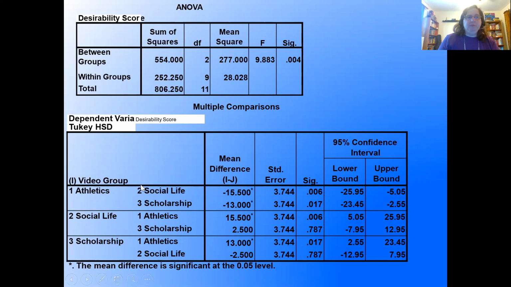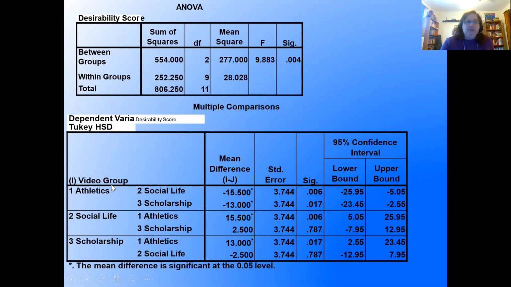First we compare athletics and social life. We come across and we see a sig value of 0.006, and we ask ourselves, is this less than our alpha of 0.05? And the answer is yes, 0.006 is. So there is a difference between athletics and social life. Wonderful. Now let's look at athletics and scholarship. Go across to the sig value, and it's 0.017. Is this one less than 0.05? Well, yes, again, it is. 0.017 is less than 0.05. So we also have a difference between athletics and scholarship.